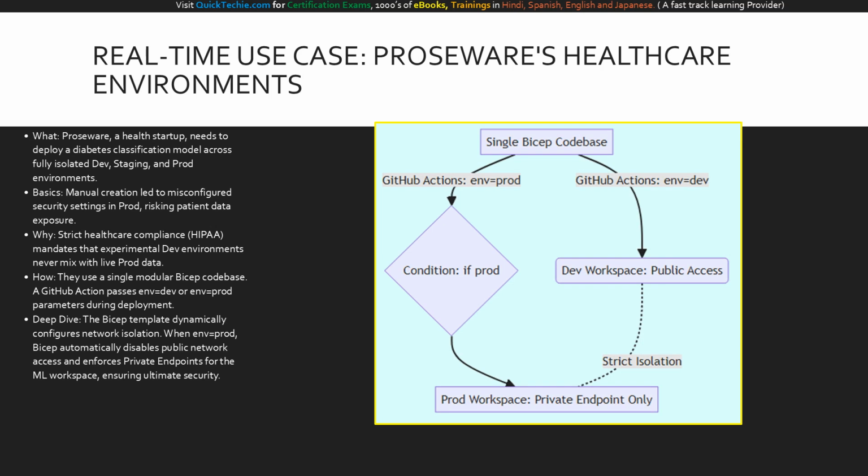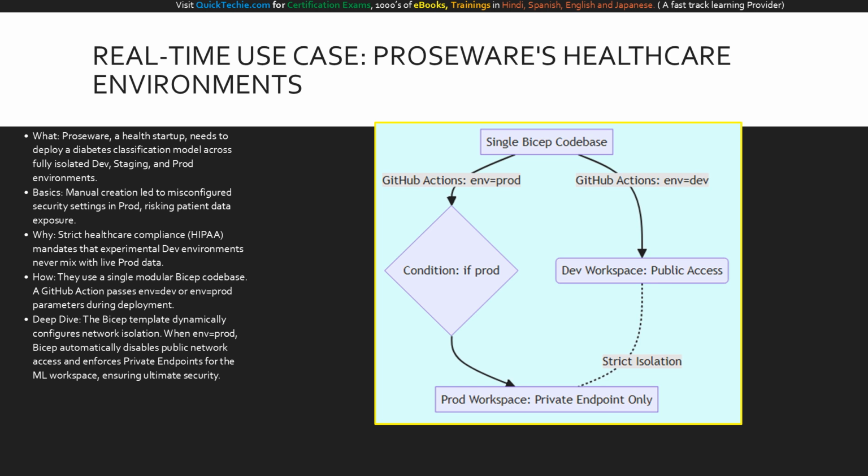Let's apply all of this to a critical, real-time use case. Consider Prosware, a healthcare startup building a diabetes classification model. Initially, they built their workspaces manually. A developer forgot a setting, leading to a misconfigured production environment that risked exposing sensitive patient data. This is a nightmare scenario for healthcare compliance like HIPAA.